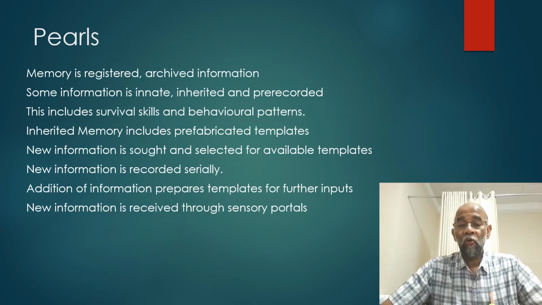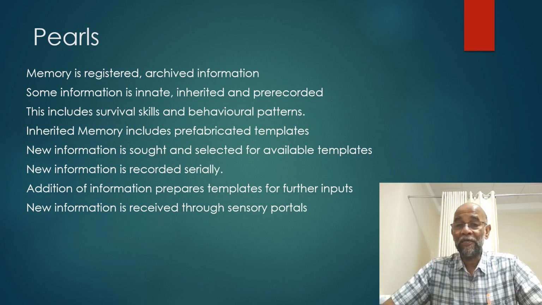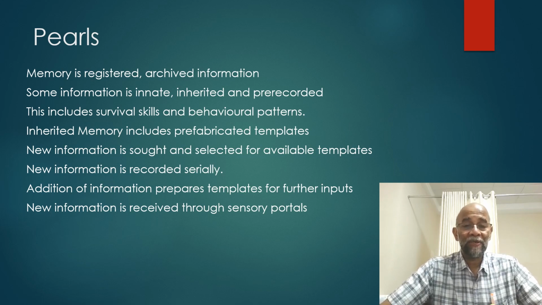For a brief overview of this presentation, firstly, memory is registered, archived information. Information is not always acquired, but some is innate, inherited, and pre-recorded in our brains at birth. This kind of information includes survival skills and behavioral patterns. These behavioral patterns are not only species specific, but they may vary between tribes and groups, even in the same species.